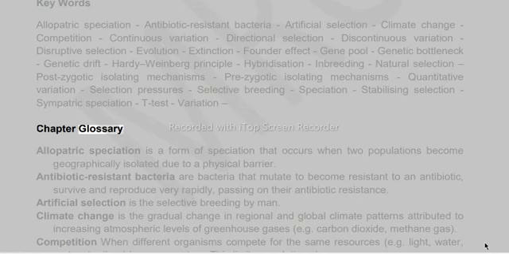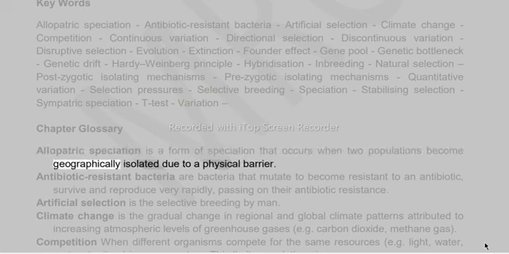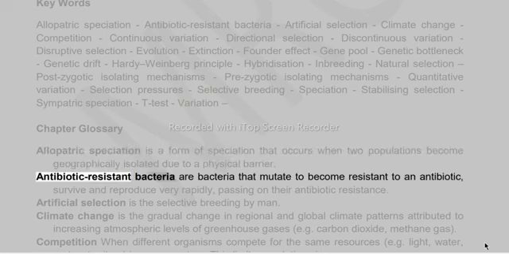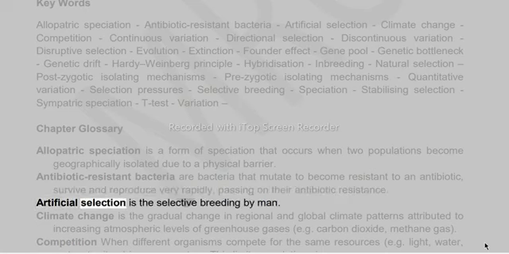Chapter Glossary. Allopatric speciation is a form of speciation that occurs when two populations become geographically isolated due to a physical barrier. Antibiotic-resistant bacteria are bacteria that mutate to become resistant to an antibiotic, survive and reproduce very rapidly, passing on their antibiotic resistance. Artificial selection is the selective breeding by man.